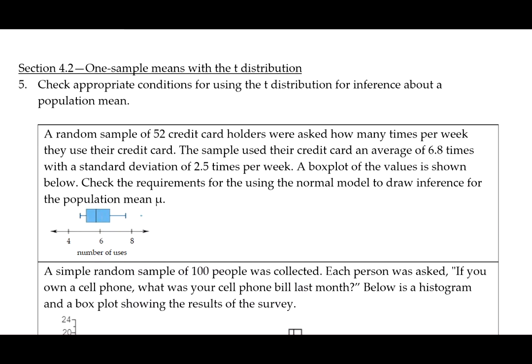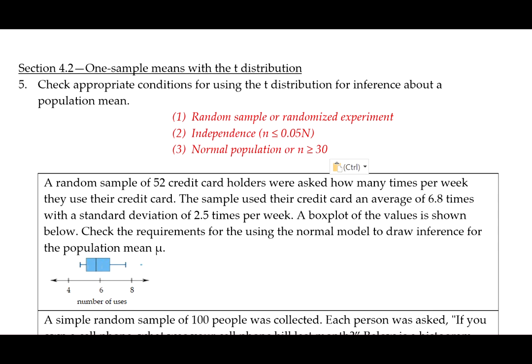Learning Objective 5 in Section 4.2 is to check appropriate conditions for using the t-distribution for inference about a population mean. So first, let's say what those conditions are. There are three of them. We need a random sample or randomized experiment. We need independence, which we get by the sample size being less than or equal to 5% of the population size. And we need either a normal population or n to be at least 30, because that's what ensures that the sampling distribution of the sample mean will be approximately normal.